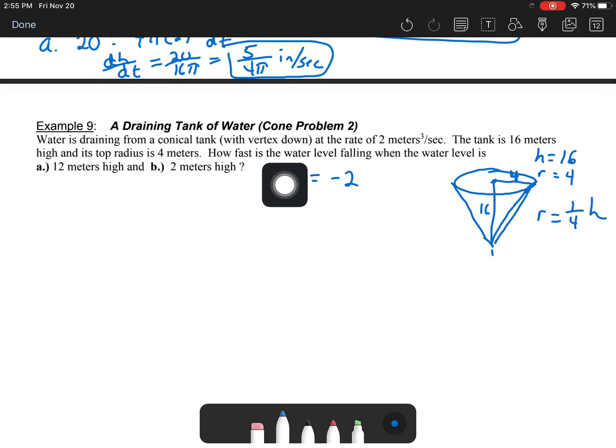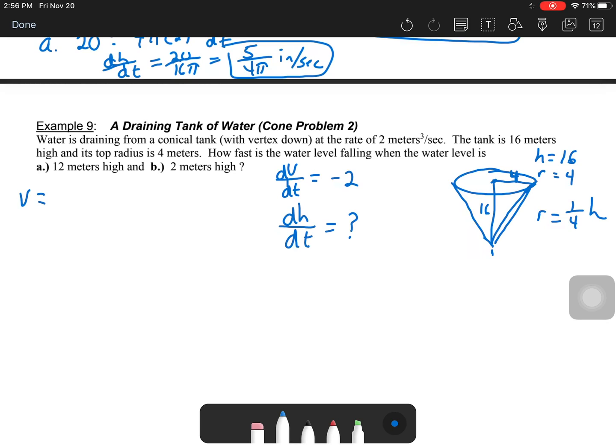Okay, so it's good to write that out because you're typically going to want to make a substitution for that. And as I'm looking ahead, it says how fast is the water level falling, so the water level is going to be your height. The rate of change there is going to be dh/dt. That's what we're looking for, because it's asking how fast is the water level falling. So I'm going to write this relationship as r equals 1/4 h, so that I can substitute for r and have everything in terms of h, since that's the rate of change I'm looking for. All right, so how fast is the water level falling when, and then we have some heights given to us for part A and part B, so two different ones again.